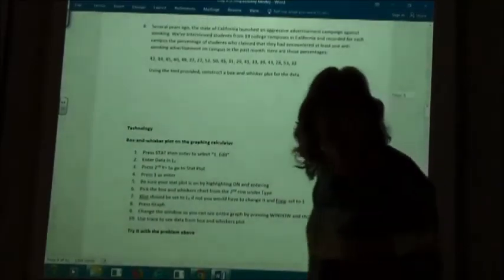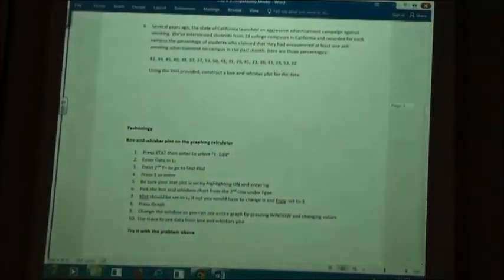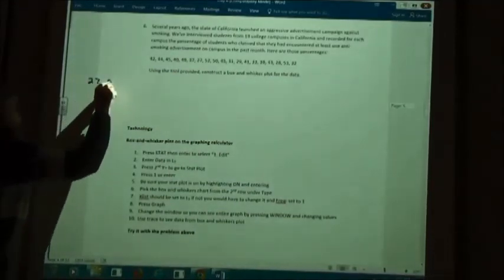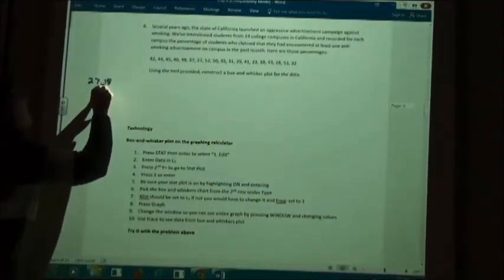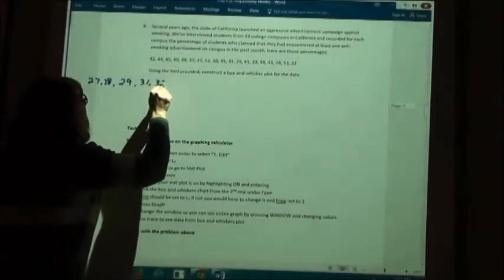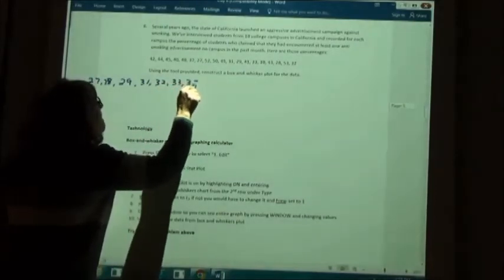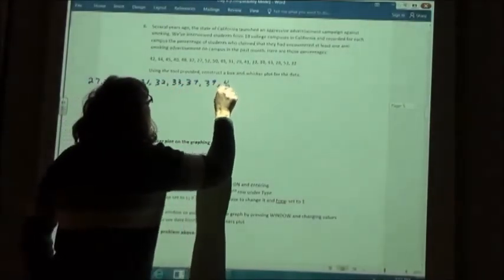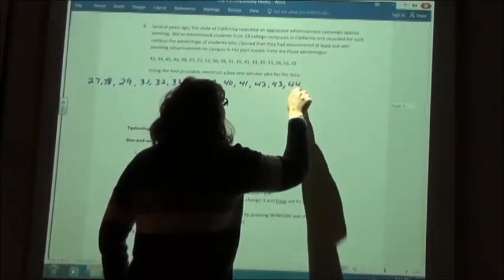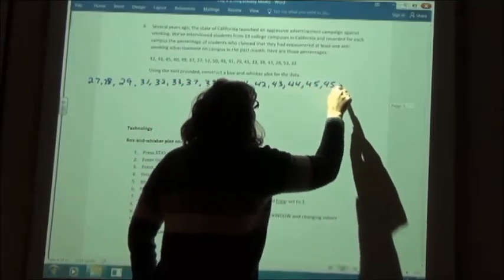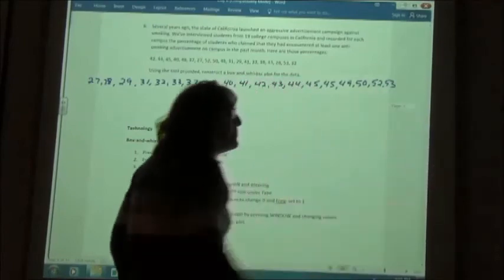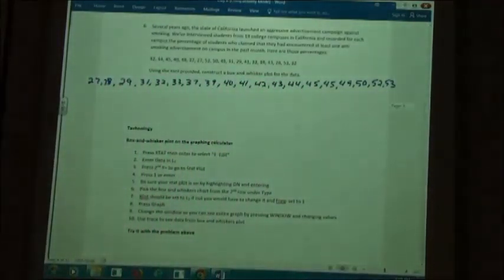Number 6. Anton, you were in charge of that one. 27. 28. Whoops, if I could write, I'd make it 28. 29, 31, 32, 33, 37, 39, 40, 41, 42, 43, 44, 45, 45, 49, 50, 52, 53. That's it. Man, that's fast. I hope I got all those written down right.